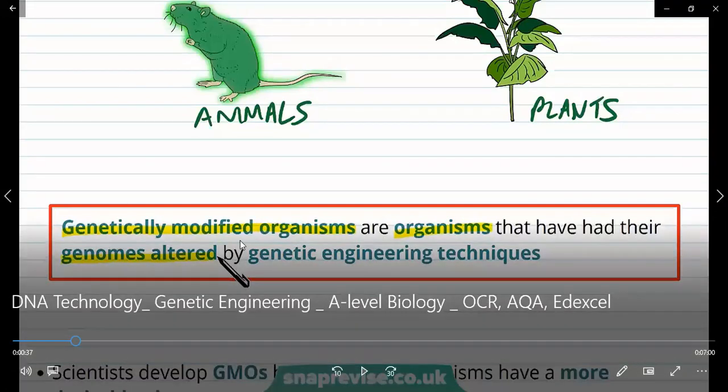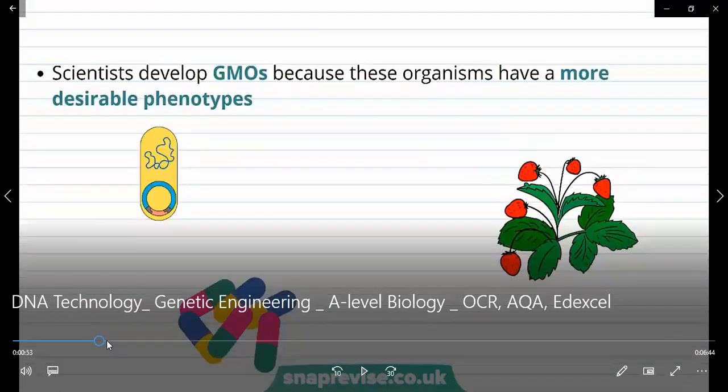So it says that genetically modified organisms are organisms that have had their genomes altered by some form of genetic engineering technique, meaning that you remember that the genome speaks to all the genes that you possess in your cell. So if you have added a gene to somebody's genome, then you have altered it. And that would have been done by genetic engineering in the lab.